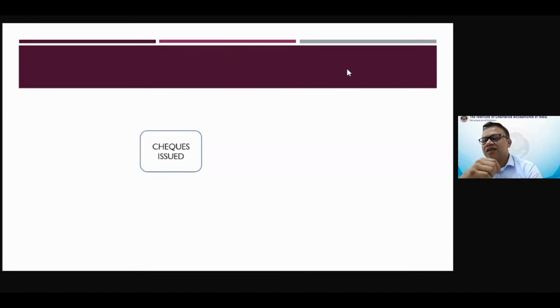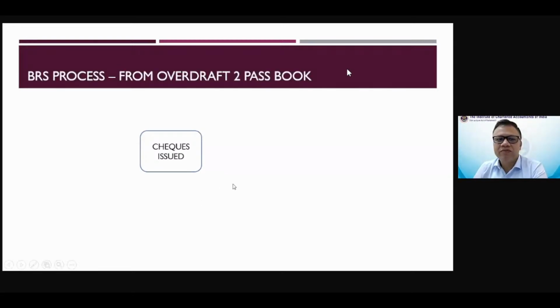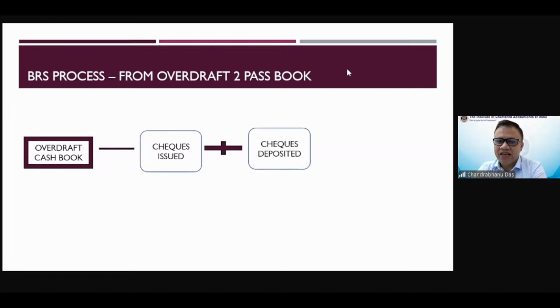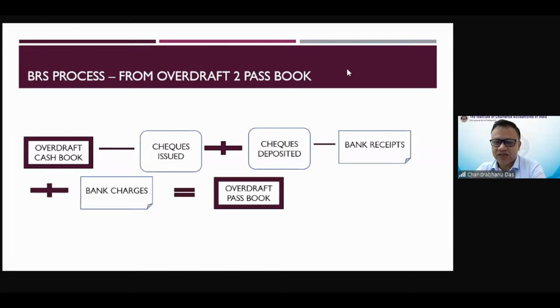Okay. For that reason, we have to see how the overdraft cash and overdraft passbook balances move around. So let us see through these slides whatever I was telling you. We are going from the BRS process from overdraft cash book to the passbook. Now, when I'm going from overdraft cash book to the passbook, I am subtracting the checks issued. Last class, we discussed the same thing. I'm adding the checks deposited and I am subtracting the bank receipts. And I am adding the bank charges so that I get the overdraft passbook.